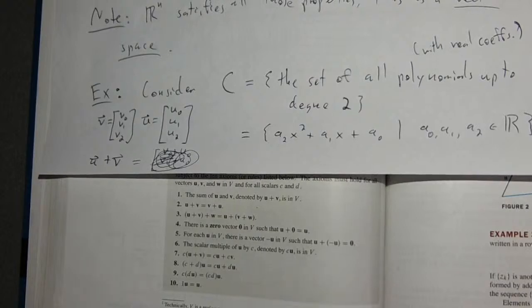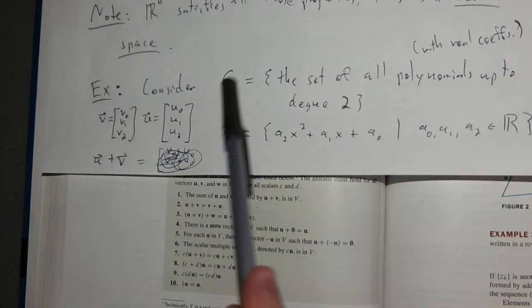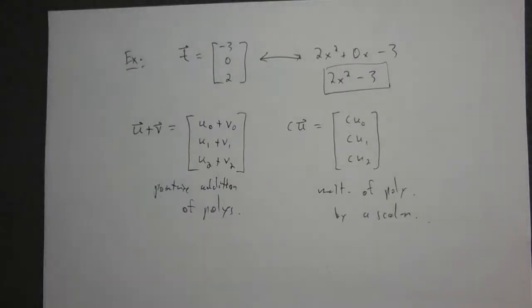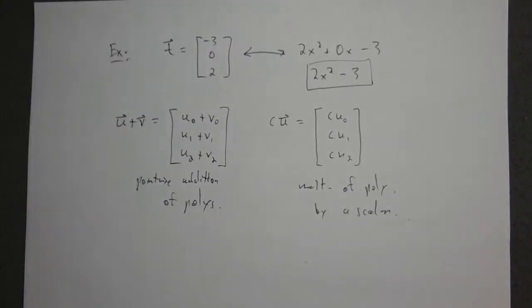Is there a minus u? Yes, I just take the negation of every coefficient. Scalar multiplication works in the same way, and all these things are true. So this C that I've written out is a vector space. In fact, some of you might have identified that it is identical to another one that we already know. You can say that in the chat if you figured it out. This vector space of polynomials up to degree 2 is very familiar to you all.